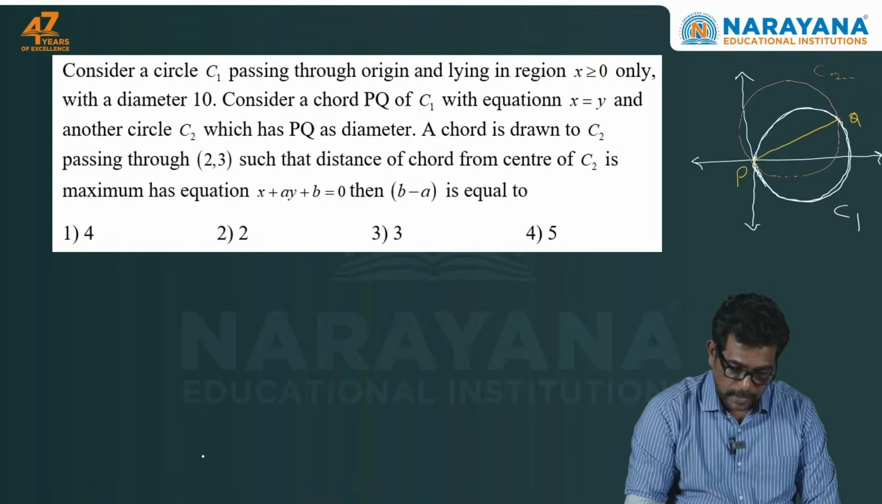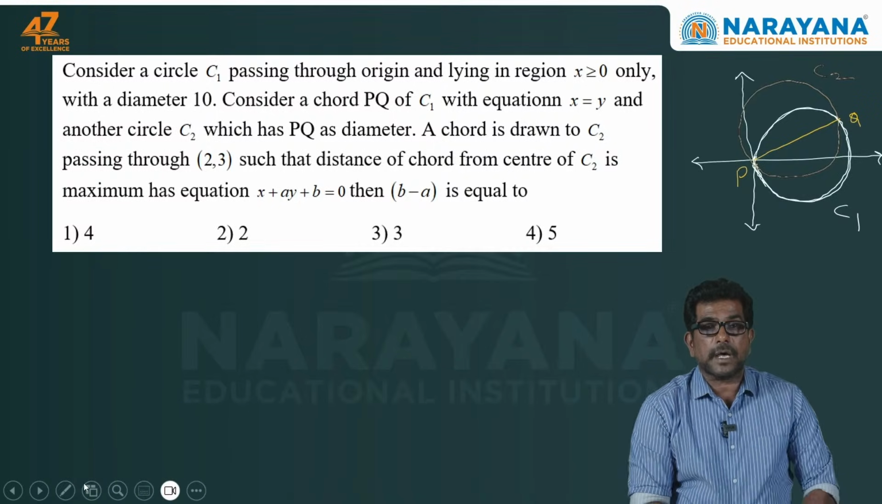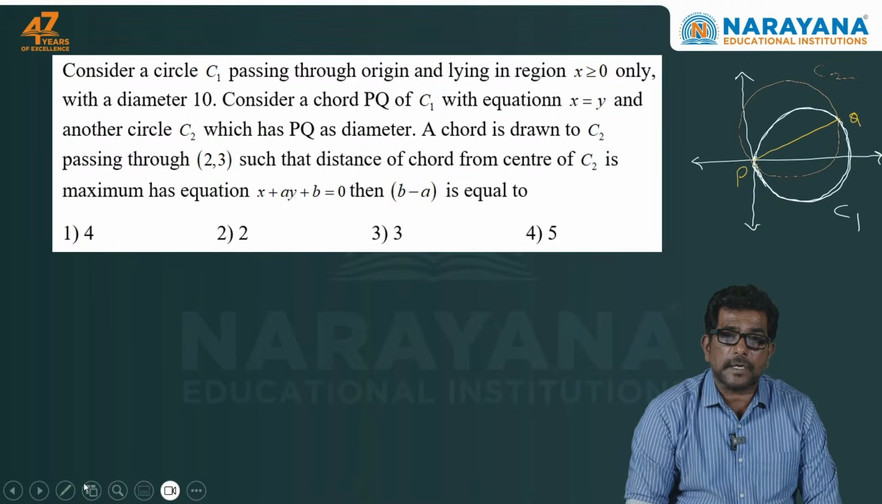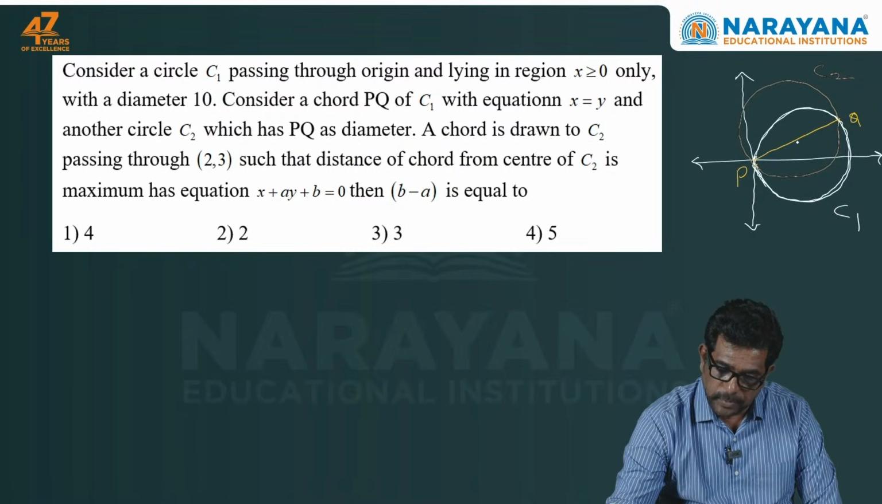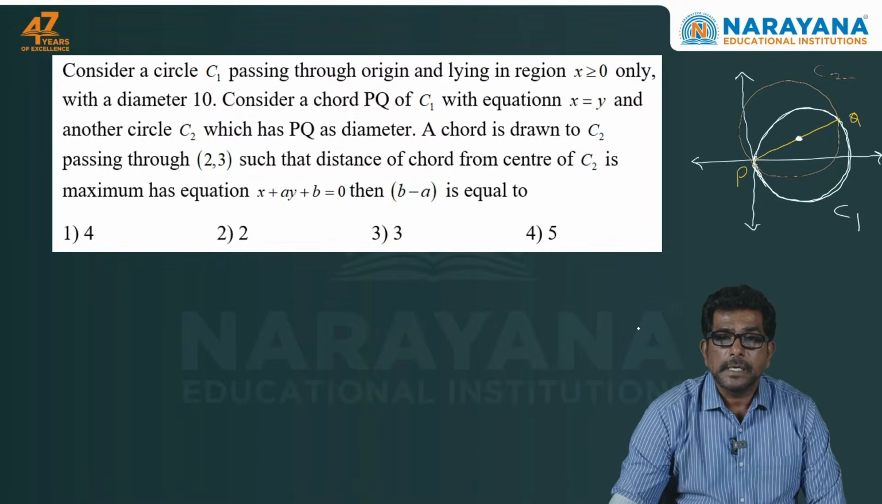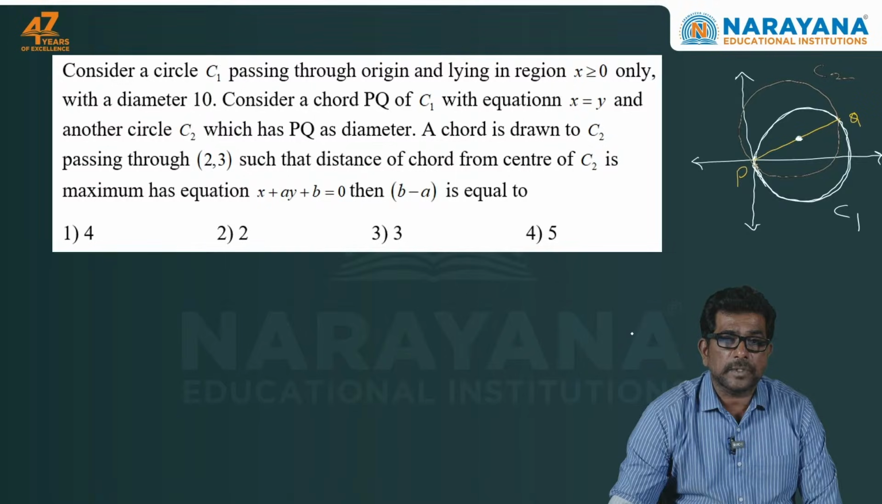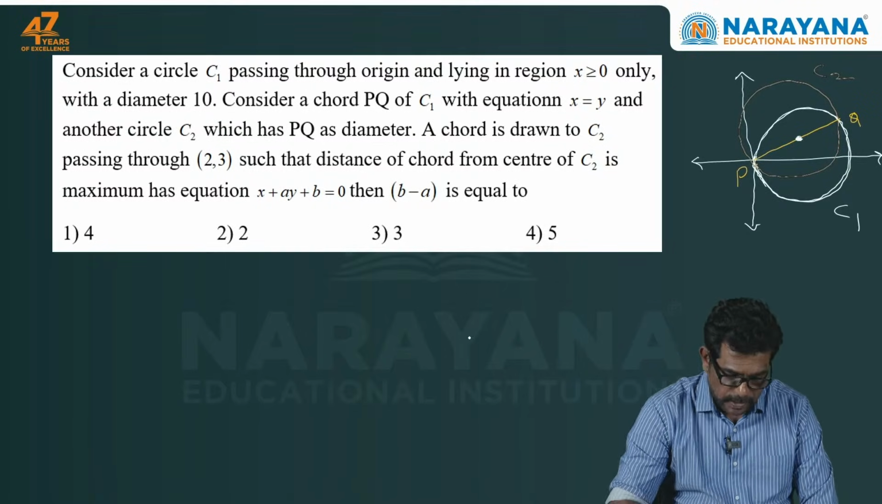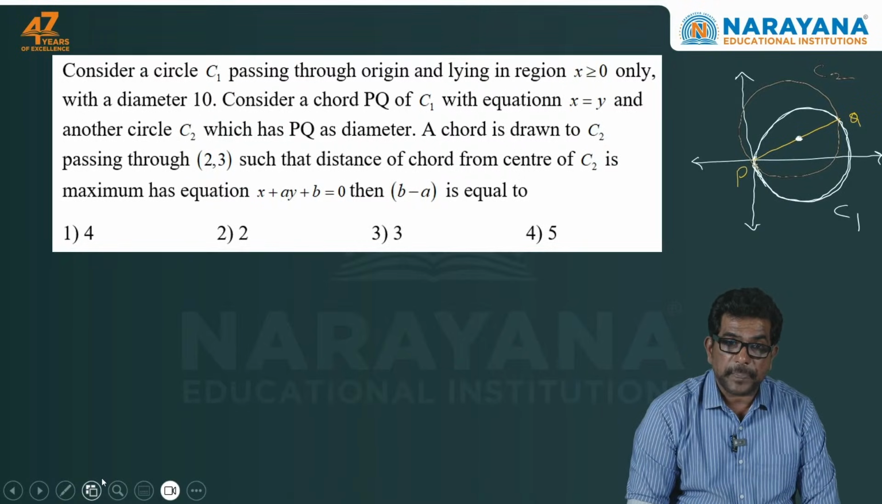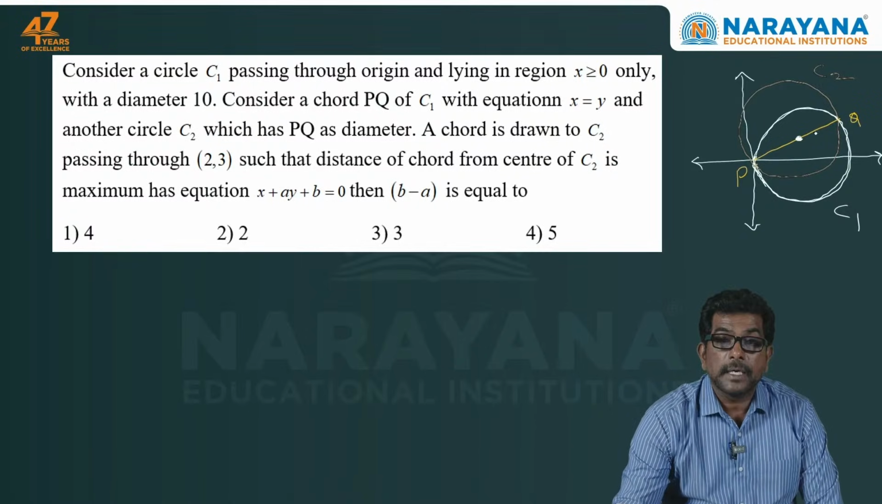There are so many possibilities. We can draw so many chords passing through (2, 3) such that the distance of the chord from the center of C2, because here PQ is the diameter, the midpoint of PQ is the center. The required chord is having the maximum distance from the center of the second circle.